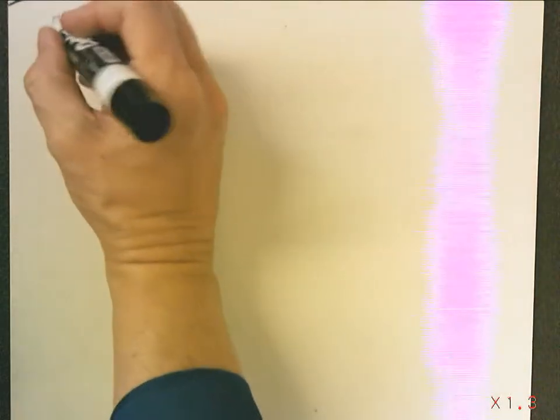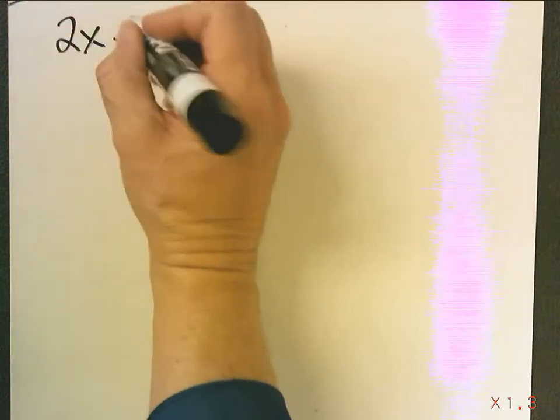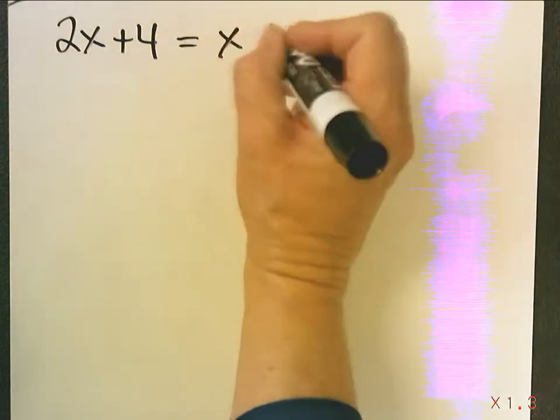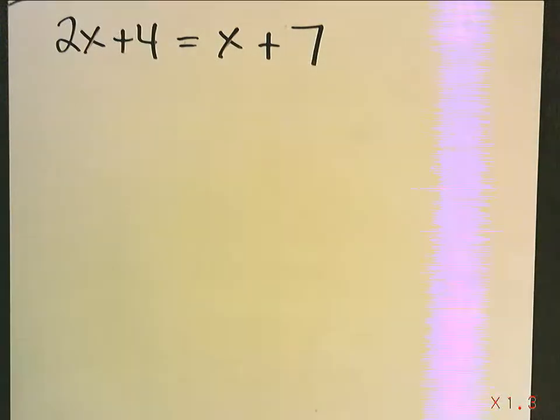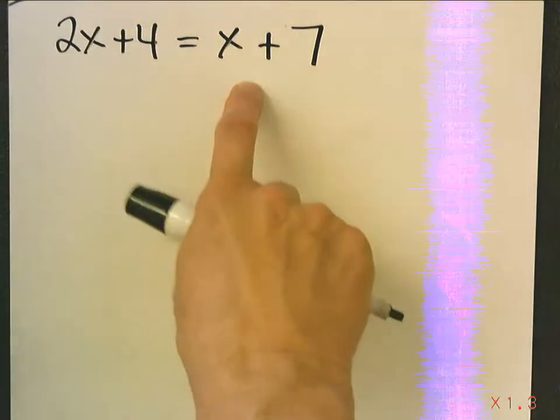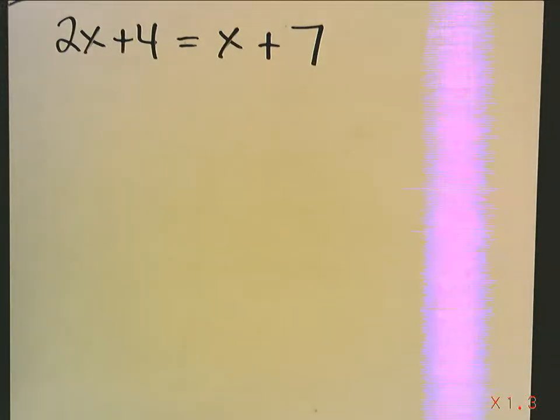We are going to go over how to solve an equation that has a variable on both sides. So if you look at page 1 of your 3.4 packet, we have the equation 2x plus 4 equals x plus 7. Okay? Now, we have a 2x here and an x here. We don't want a variable on both sides.